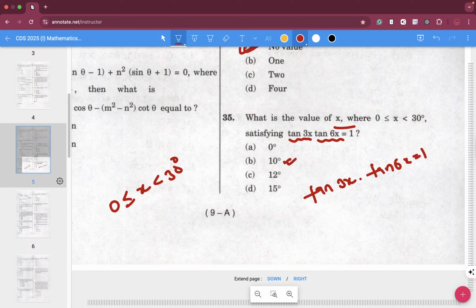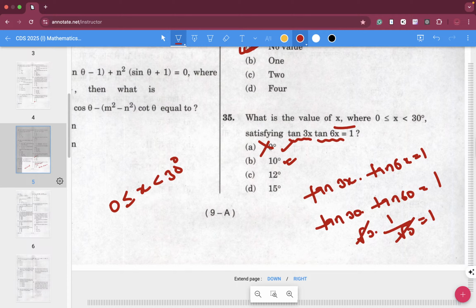If you pick up tan 10 degree, let's say, tan 0 is 0, so it is definitely not your answer. If you pick up 10 degree, it is tan 30 into tan 60, right? Tan 30 is 1 by root 3, tan 60 is root 3. Is it equal to 1? Will they give you any easier question than this, folks?